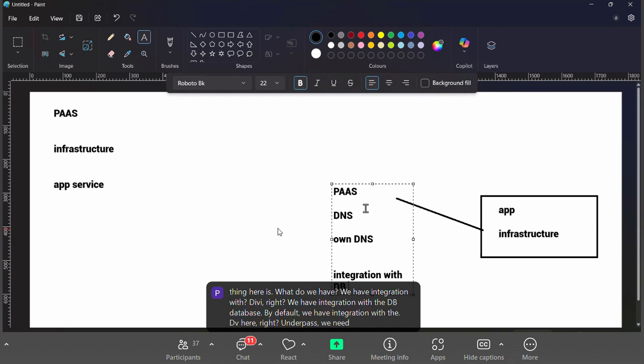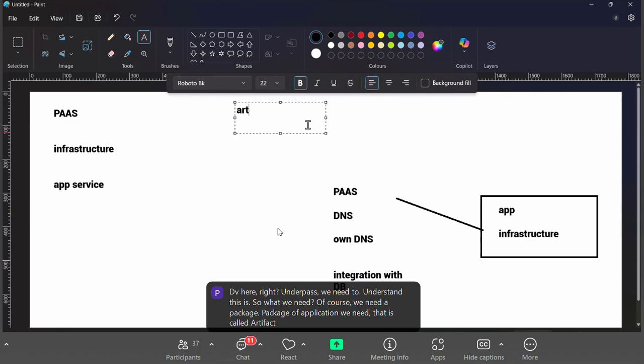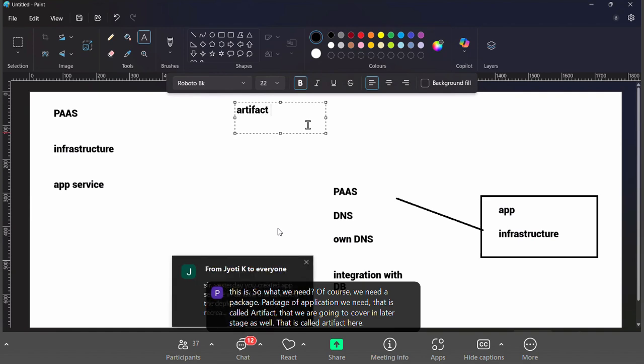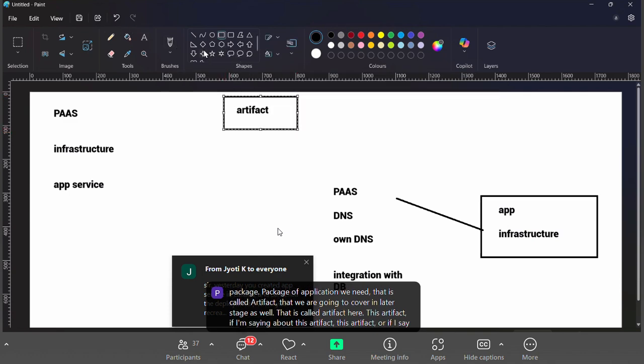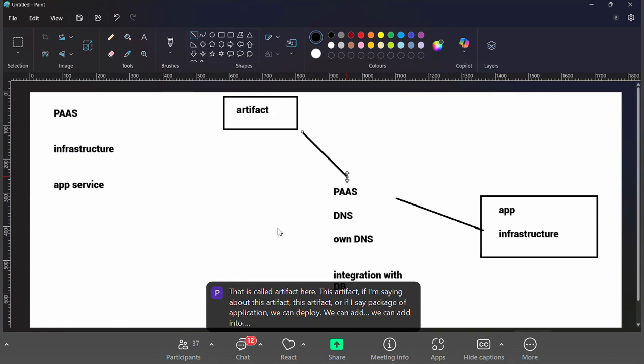Under PaaS, we need to understand this. Of course, we need a package of application, that is called an artifact, which we are going to cover at a later stage as well. This artifact, or package of application, we can deploy and add into app service. By default, this will be accessible to the end user by using DNS. But these things we will cover at a later stage during DevOps. So this is what we need to understand from PaaS, platform as a service.